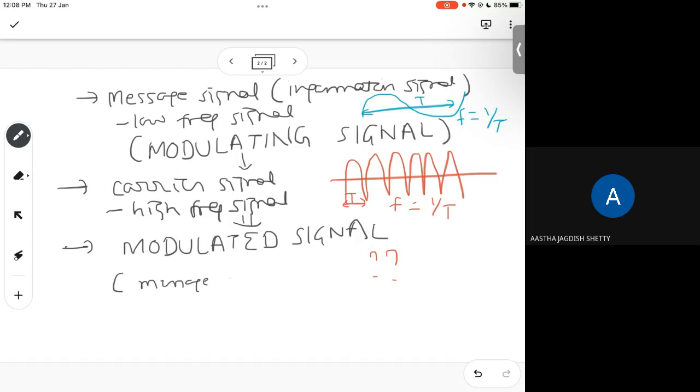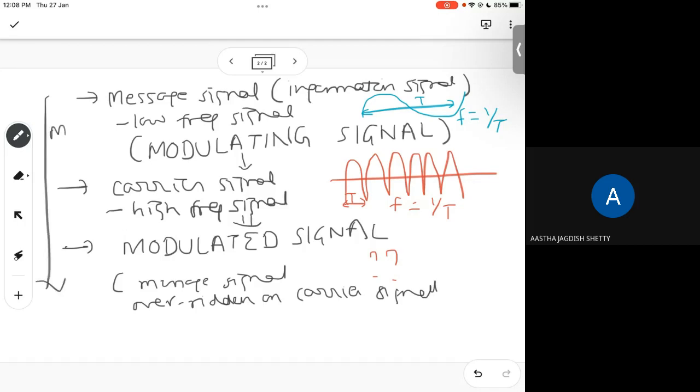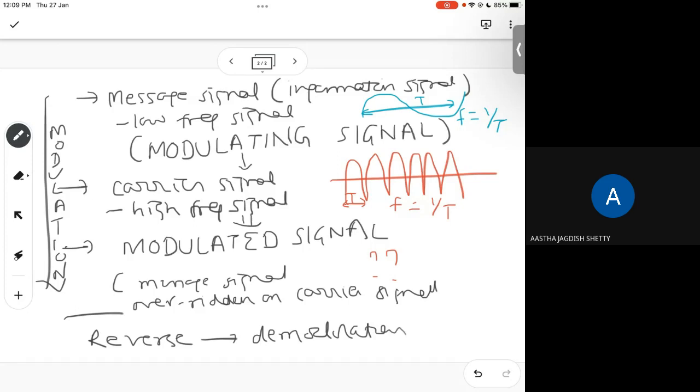So it is like this signal which I am talking about, modulated signal, it is your message signal overridden on carrier signal. So this process is what we call the modulation. And the reverse of this is called a demodulation, which we'll discuss also later on, how to demodulate or detection. So finally at your end, you should receive my voice as I'm speaking just now.